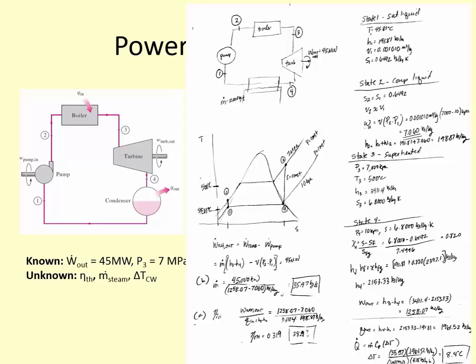So X is equal to 0.820, and H4 is 2153.33 kilojoules per kilogram. Okay. I'm going through this kind of fast because it's similar to what we've already done, but I want to get to some other examples and stuff we have to talk about. Okay, so Q out is equal to H4 minus H1 within the condenser, right?